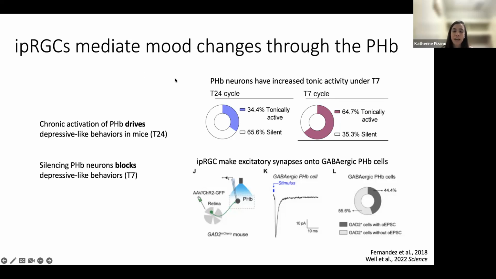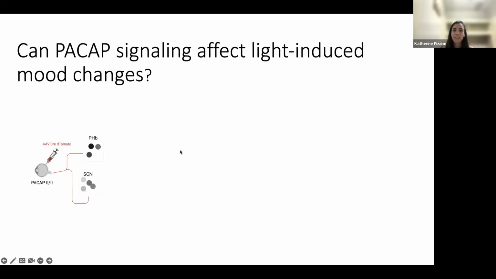Now, if you look more closely at the intrinsic properties of these PHb neurons, it seems that these neurons have increased tonic activity under the aberrant T7 cycle. And it's also been shown that ipRGCs make excitatory synaptic contacts onto mostly GABAergic PHb cells, as opposed to glutamatergic cells that also exist in the PHb. So now, given that this photic input to the ipRGC PHb circuit has very well-defined consequences on mood, we thought it'd be a model circuit to further explore the functional relevance of PACAP in this parallel ipRGC pathway.